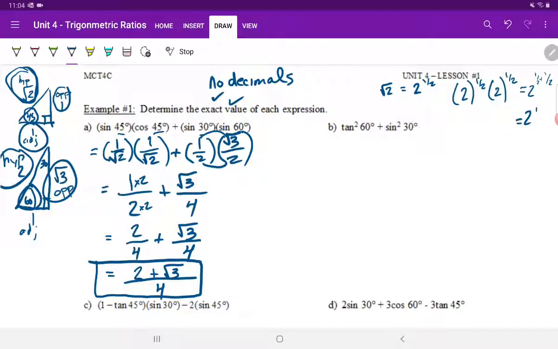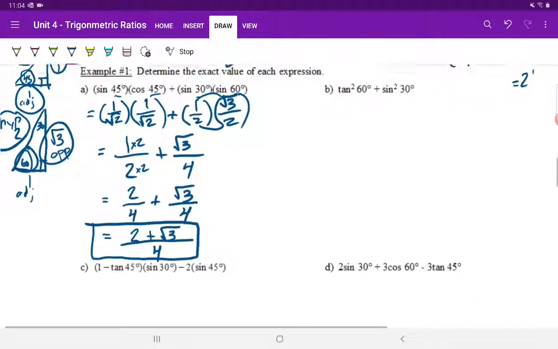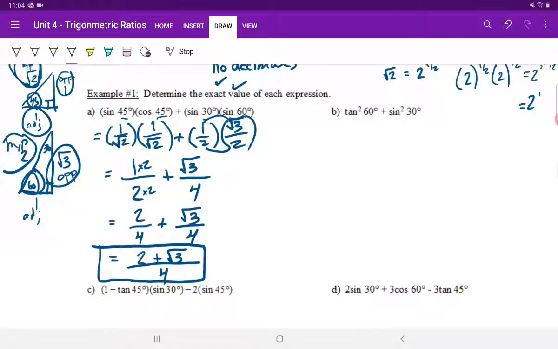Okay, we are not writing out any decimals. No decimals. Do not figure out what the square root of 3 is equal to. Just 2 plus square root of 3 divided by 4. Okay, let's keep doing some more examples. These are going to get a little bit more challenging.